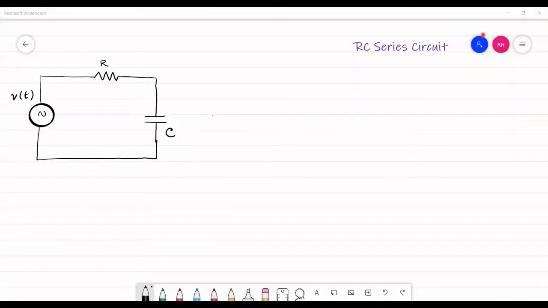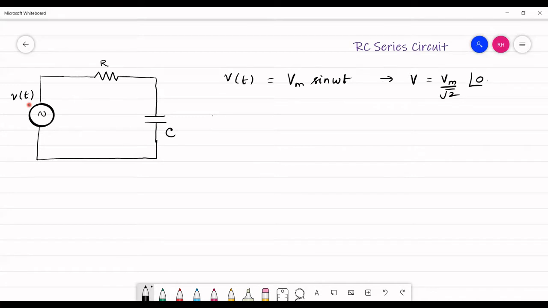Hello everyone. Through this video, let me introduce you to the analysis of an RC series circuit. We consider a resistor and capacitor connected in series, and that is excited by a sinusoidal voltage source V of t, where V of t is equal to Vm sine omega t. And this voltage is written as a phasor as V is equal to Vm divided by root 2 angle 0, and V is the phasor voltage.